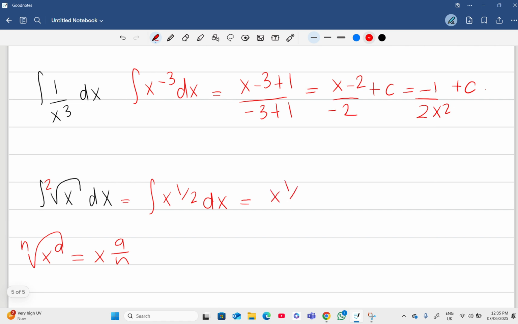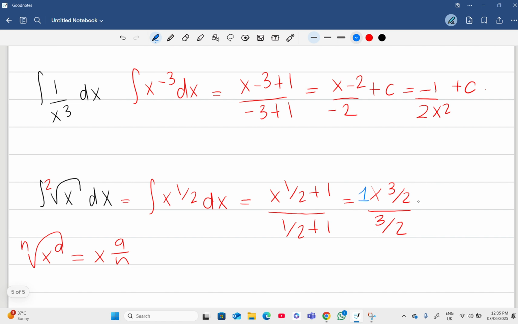So x to the power of half plus 1 over half plus 1, which is going to give me x to the power of 3 over 2 divided by 3 over 2. Now something that we're going to be seeing a lot in the questions we're going to solve is this. So now I have here 1 divided by 3 over 2.